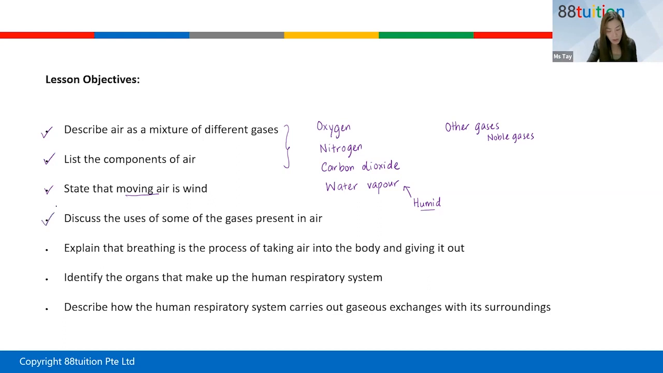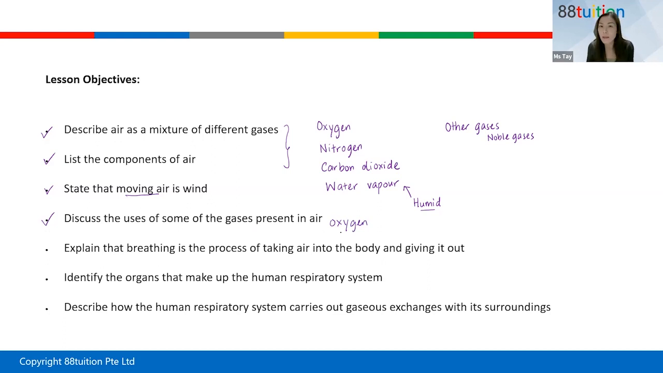Then what are some of the uses of gases present in the air? Do you know the uses for some of these gases? Oxygen. We breathe it. What is the use of oxygen? We breathe it and then use it for our body. It helps us to stay alive. It allows living things to stay alive, right? So we know that oxygen is required for the survival of living things.